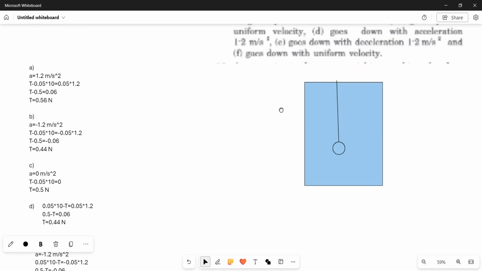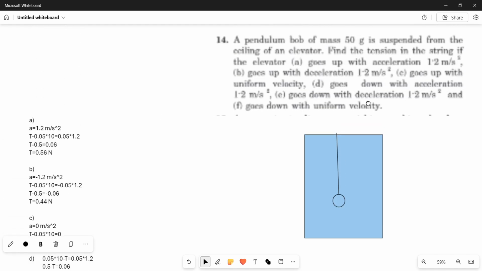So this is all, we are done with the question. Just make a note over here, we have taken the value of g as 10 meter per second square, not as 9.8 meter per second square.